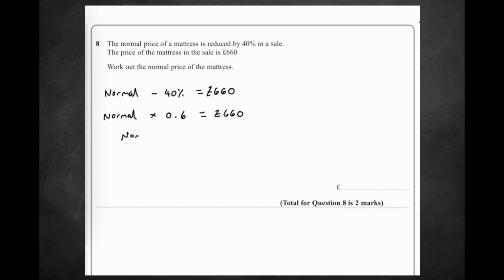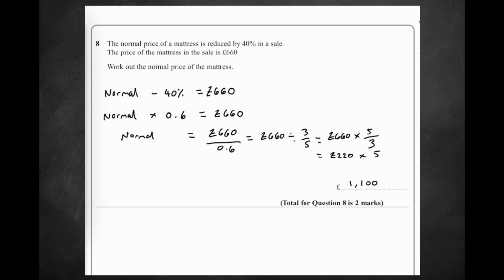So what we're going to do is rearrange this to be normal equals £660 divided by 0.6. Make this a bit easier. We're going to say that is the same as £660 divided by 3 over 5, which is the same as £660 multiplied by 5 divided by 3, as I've just flipped the fraction over and changed it to a multiply. 660 divided by 3 is just 220. So £220 multiplied by 5 is just going to be £1,100.